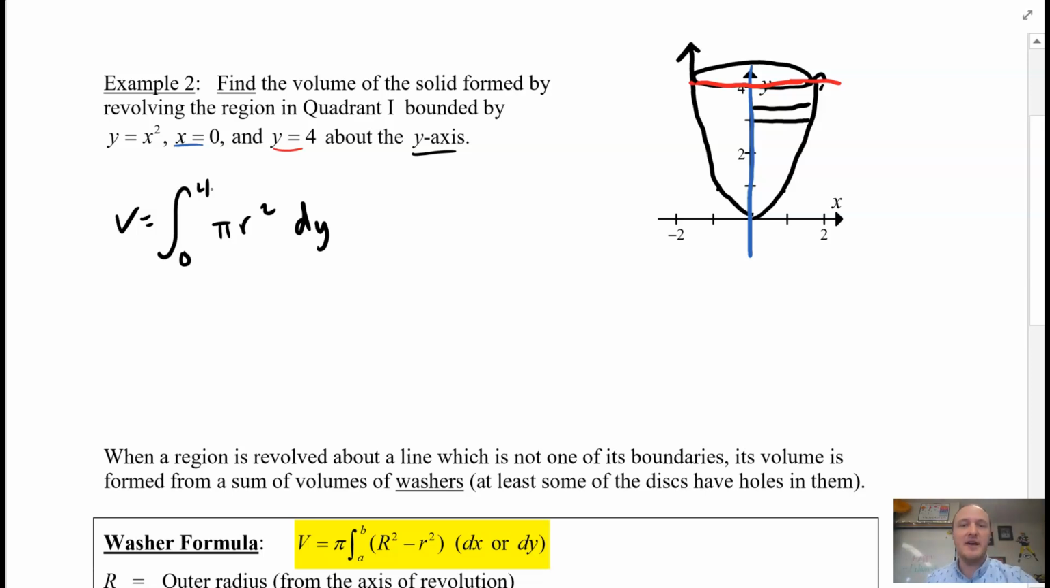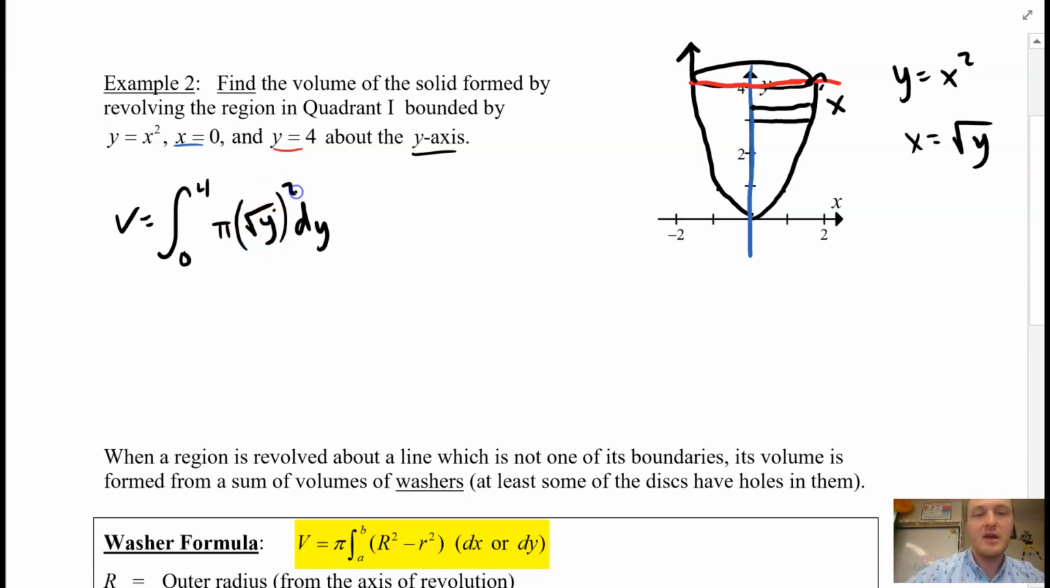I just need to plug in the radius for this cylindrical circle. Again, the distance from here to here is x. So I'm going to take my function y equals x squared, and solve for x. So x is equal to the square root of y. Do I plug in x or y? Well, we're going to plug in whatever our function is in terms of y, because we're integrating with respect to y.